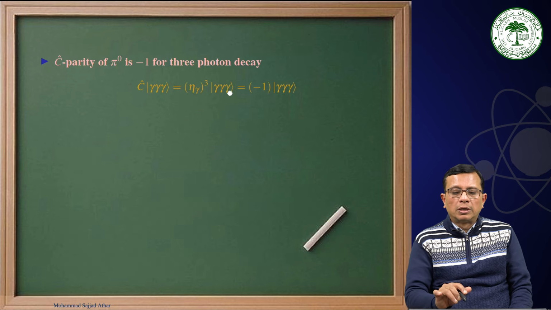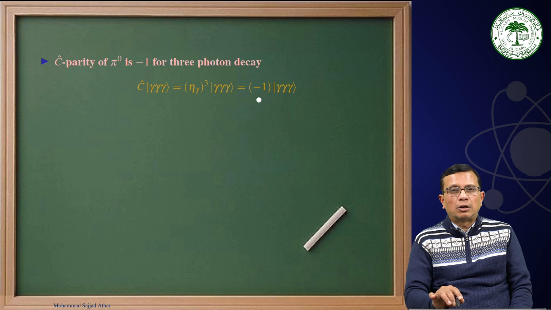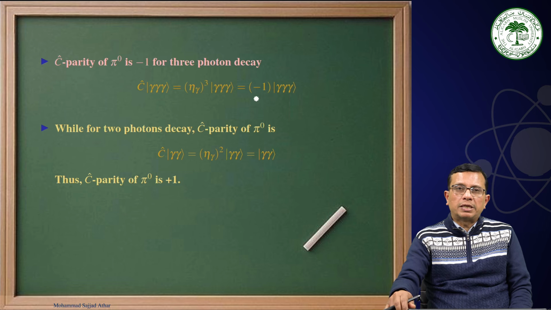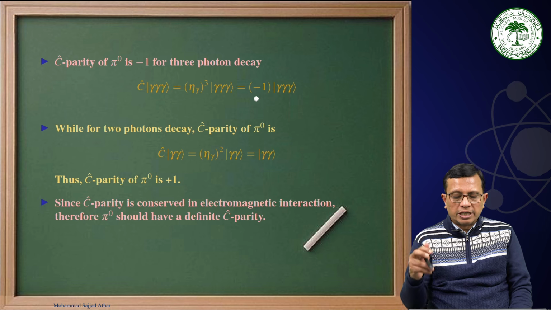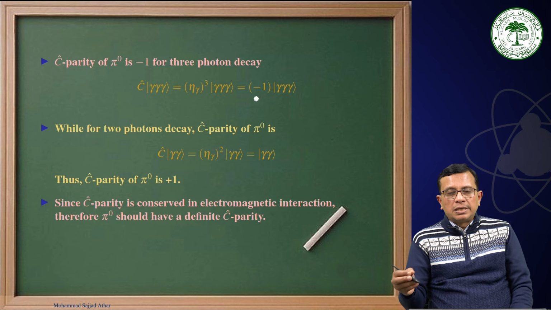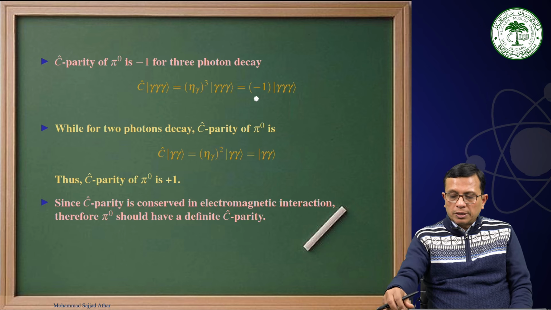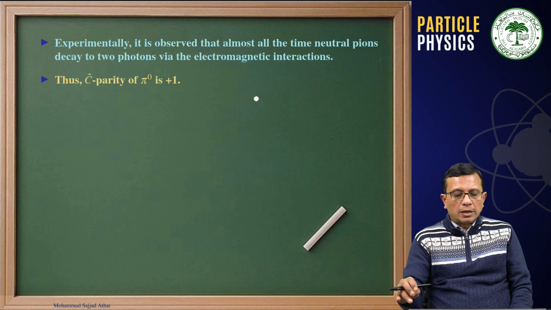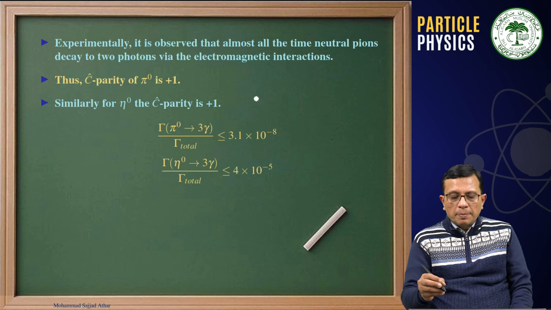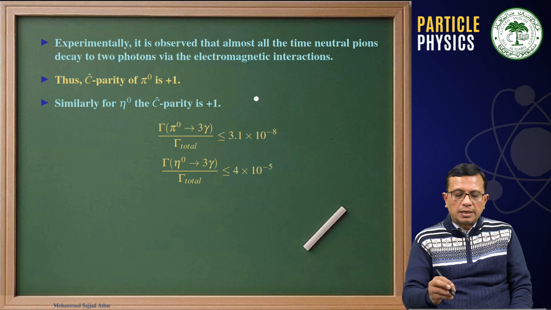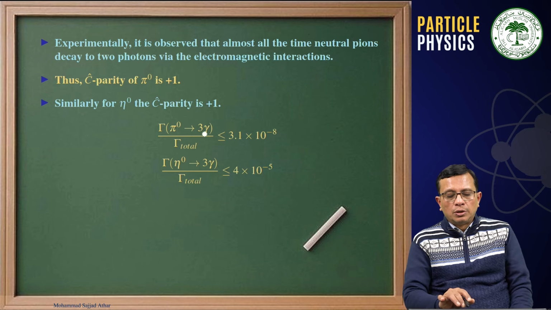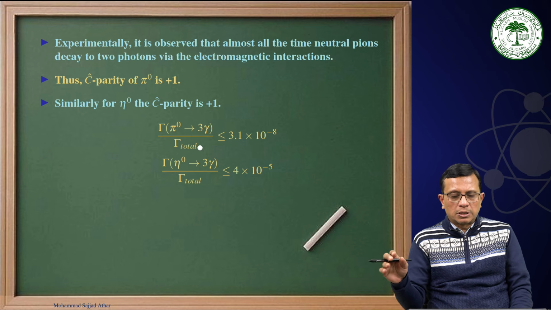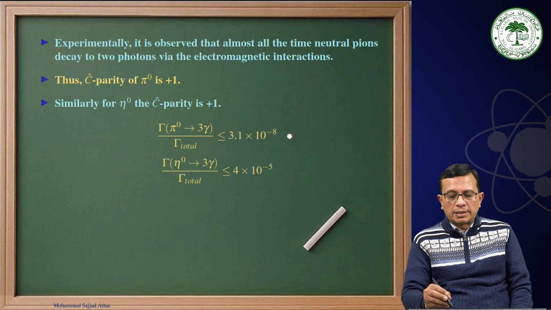When you have 3 photons, the C parity will turn out to be -1, while for 2 photons it will turn out to be +1. Since in electromagnetic interaction C is a good quantum number, it has been observed that pi 0 decays to 2 photons but not to 3 photons. Experimentally, the latest data tells us that the branching ratio for pi 0 to 3 photons, upon the total branching ratio including all the possible processes, is less than 10 to the power minus 8.